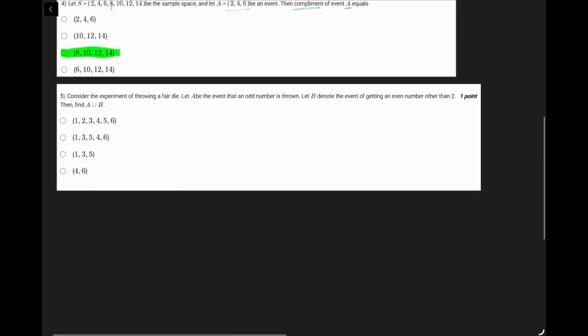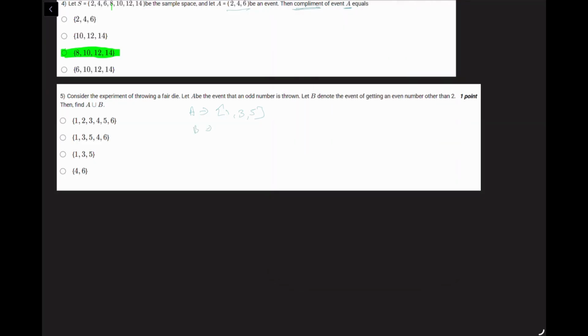Okay. Next up, we have the experiment of throwing a fair die. Let A be the event that an odd number is thrown. Let B denote the event of getting an even number other than 2. Then what is A union B? So you are throwing a fair die. A is the event that an odd number is thrown. So what is A? A is going to be 1, 3, and 5. That's odd. What is B?